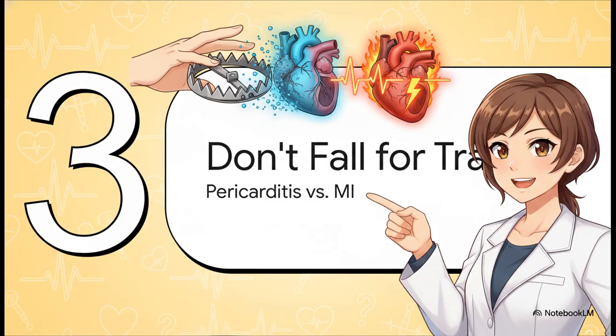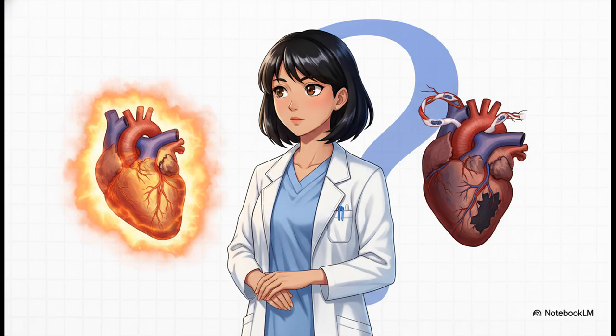All right, let's talk about what might be the single most important part of this review for your boards. This is where they'll try to trick you. Let's talk about the common traps and exactly how to sidestep them. This is the classic mix-up. Both pericarditis and a myocardial infarction can show up with chest pain and ST elevations. I can almost guarantee you'll see a question that tries to make you confuse the two. So knowing how to tell them apart every single time is absolutely crucial.